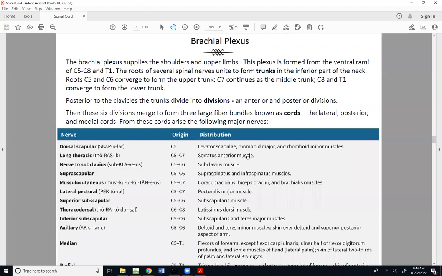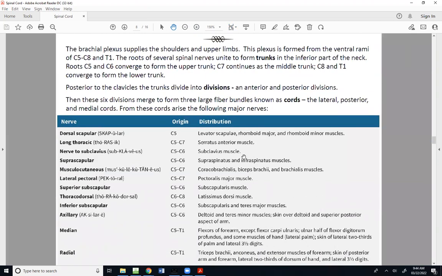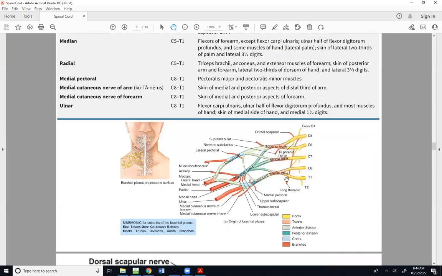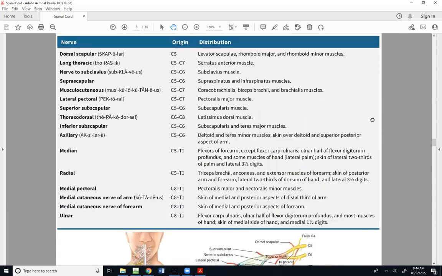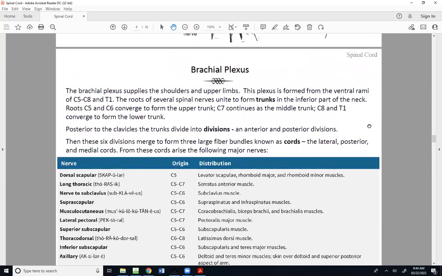Okay, your brachial plexus supplies your shoulders and your upper limbs, formed from the anterior or ventral rami of C5 through C8, as well as T1. Now, in the case of the brachial plexus, we have some kind of unique conversion going on where we form what we call trunks and cords and divisions. And so we'll talk about that now, okay?